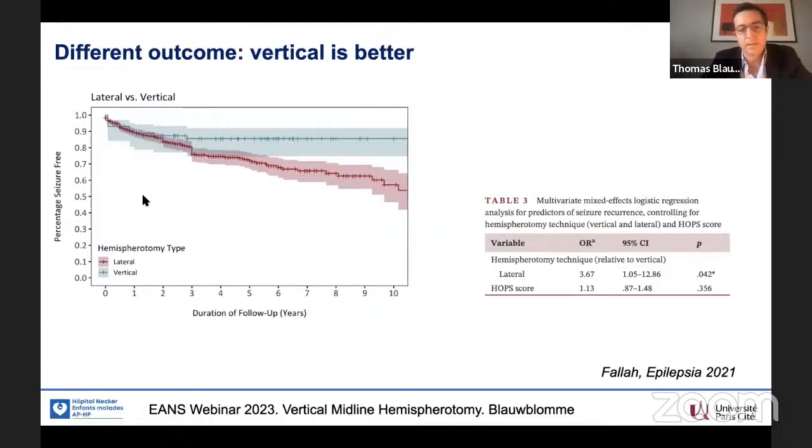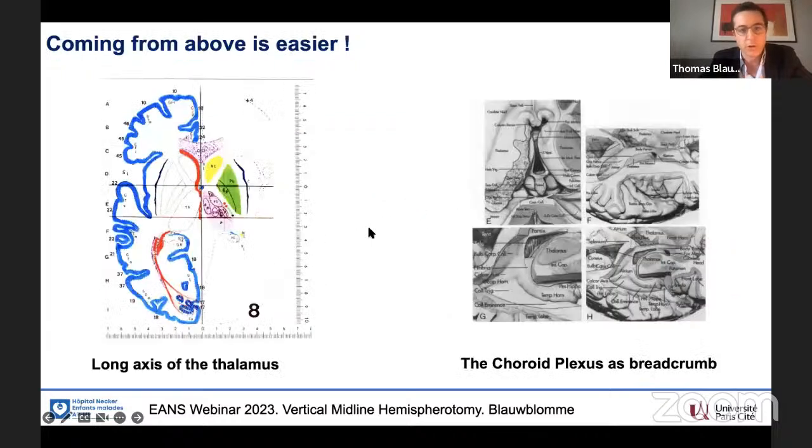But what is interesting in this study is that the post-operative MRI was not included in the multivariate analysis. Why should coming from above be better? Maybe just because of anatomical considerations. If you want to do perithalamic disconnection, the long axis of the thalamus is postero-anterior and lateral to medial.